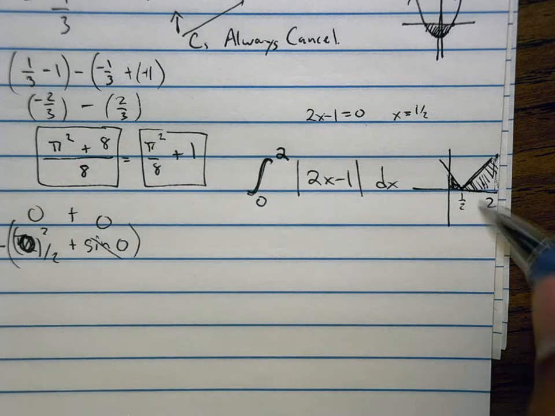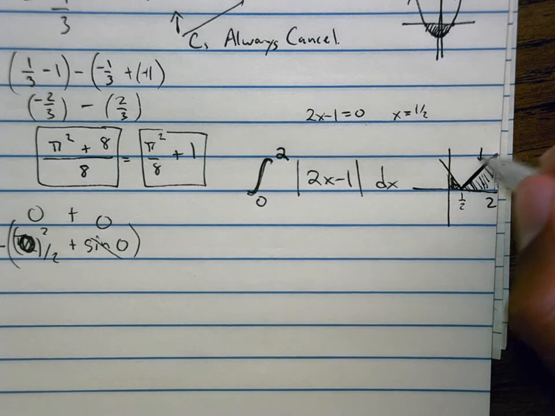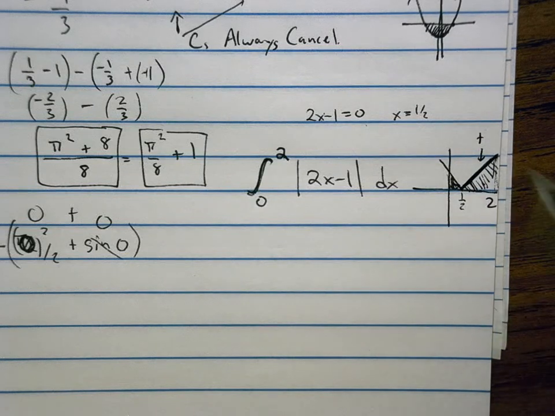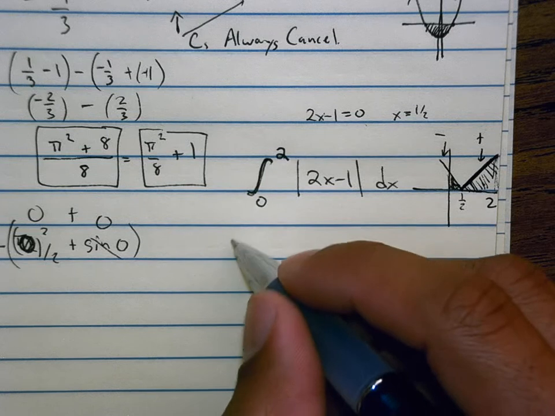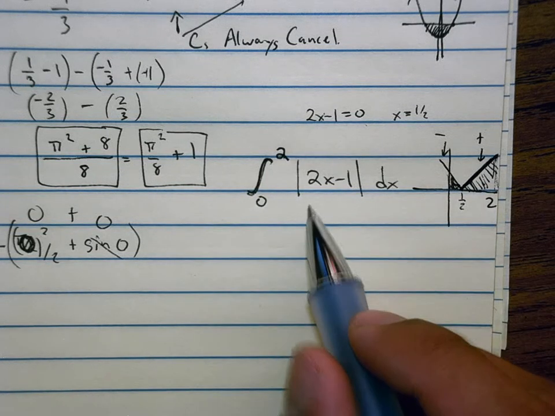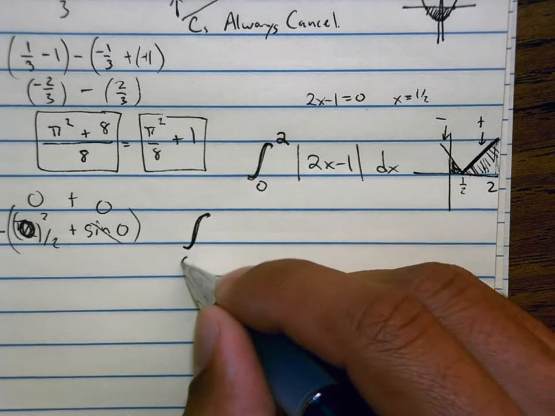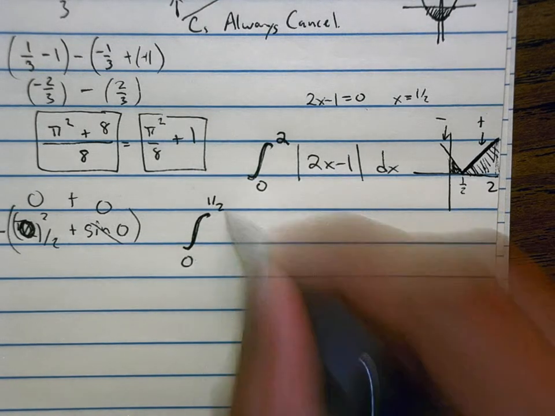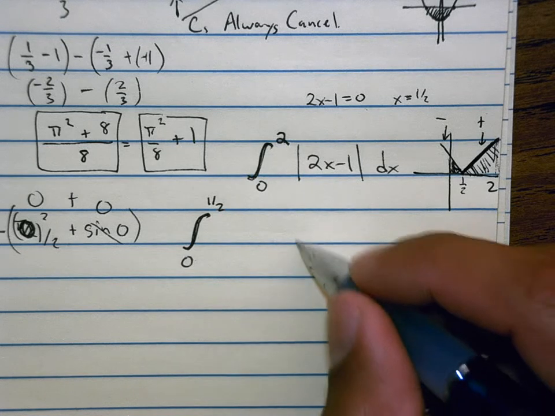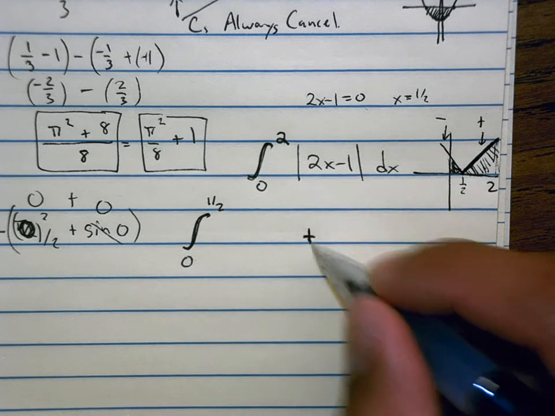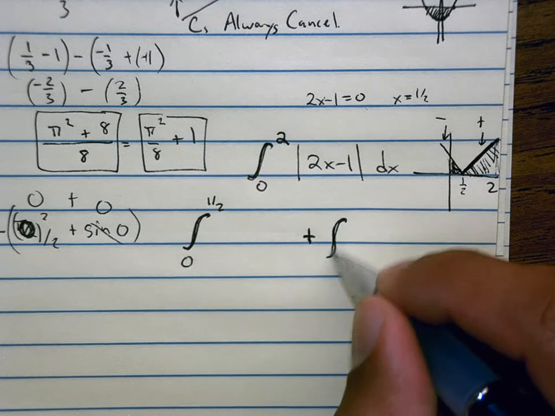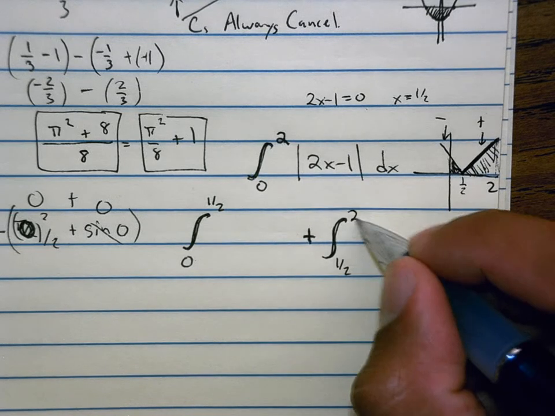Okay. Well, first off, we have an equation for this. This is the positive slope, or the positive value of the 2x minus 1. What's this one? The negative slope, right? There's a positive one and a negative one. So what we're going to do is this. I'm going to split this integral up into 2 integrals. Wonderful. One from 0 to 1/2 plus, I'm going to add the area from 1/2 to 2.